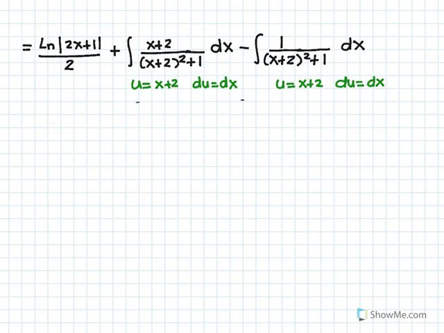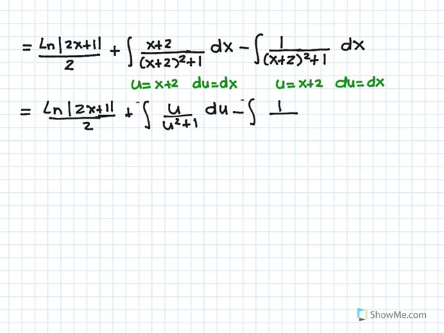We have log of 2x plus 1 divided by 2 plus the integral of x plus 2 divided by x plus 2 squared plus 1, minus the integral of 1 over x plus 2 squared plus 1. So the result is we have log of 2x plus 1 divided by 2 plus the integral of u over u squared plus 1, applying the u substitution, dx is just du, minus the integral of 1 over u squared plus 1 du. So we have log of 2x plus 1 divided by 2.